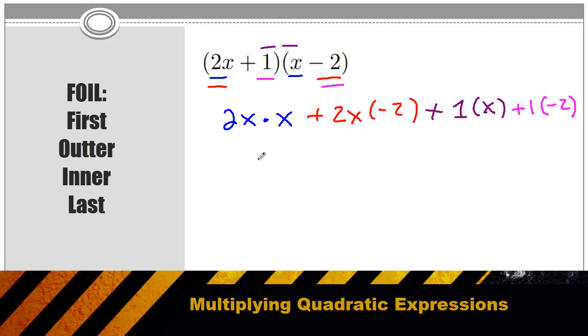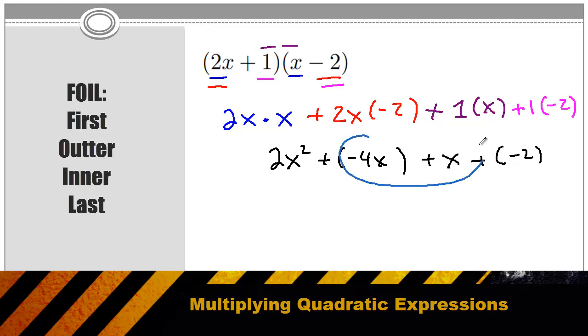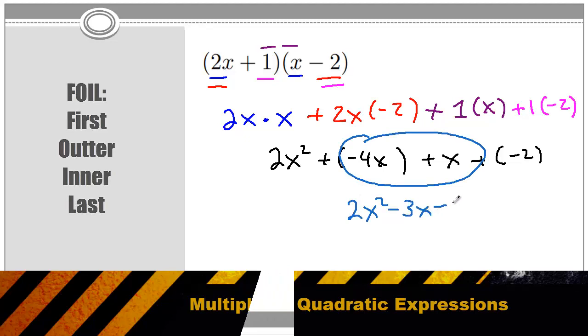I can then simplify that equation to be 2x squared plus a -4x plus x plus a -2. I can combine my x's in the middle and I get 2x squared minus 3x minus 2.